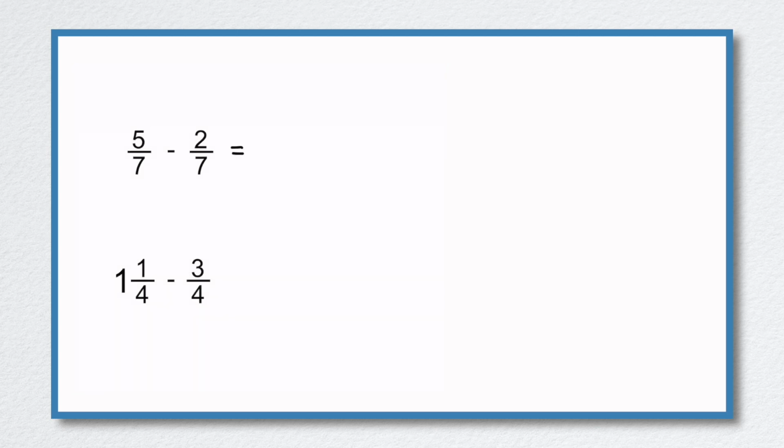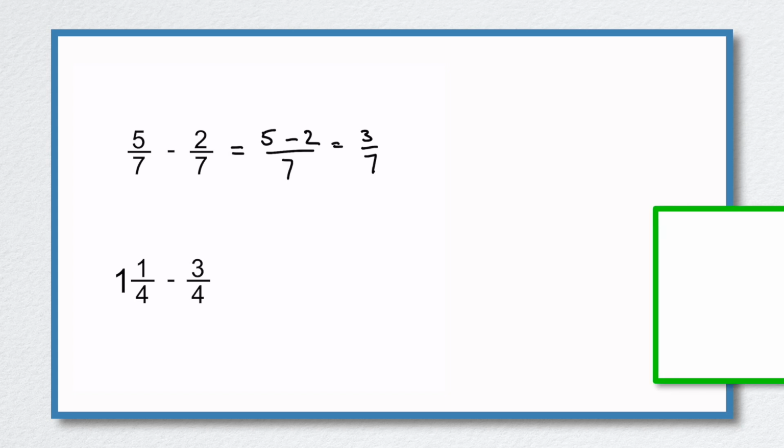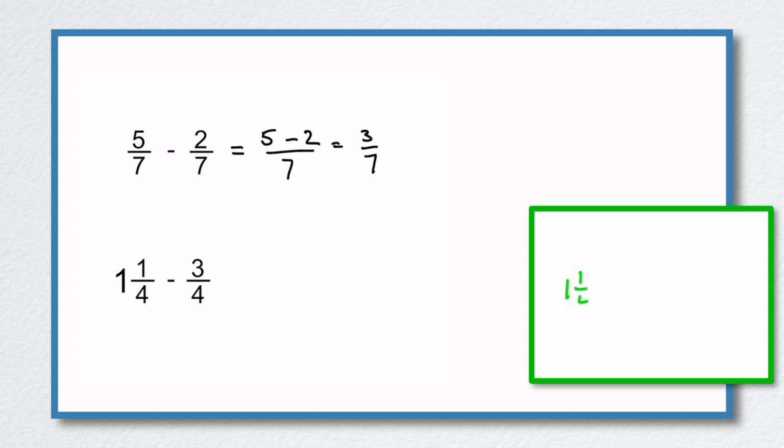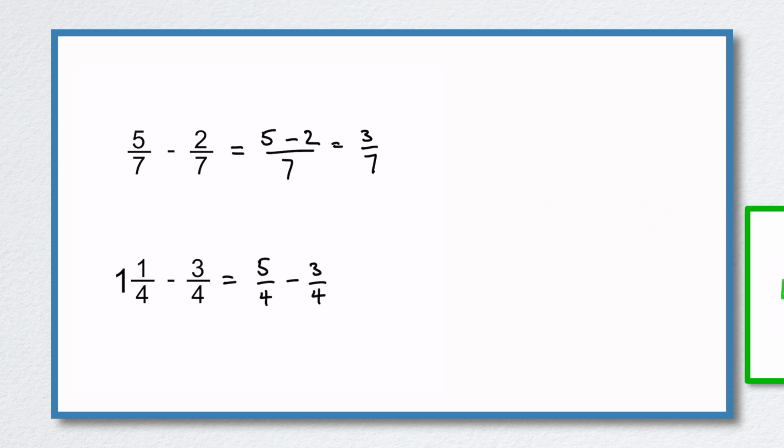5/7 subtract 2/7. Well, 5 subtract 2 is equal to 3, so we end up with 3/7. 1 1/4 subtract 3/4. So let's write 1 1/4 as an improper fraction. Well, I'm thinking 1 multiplied by 4 is equal to 4, add the 1 and we get 5/4. 5/4 subtract 3/4 is equal to 2/4, and of course 2/4 can simplify to a half.